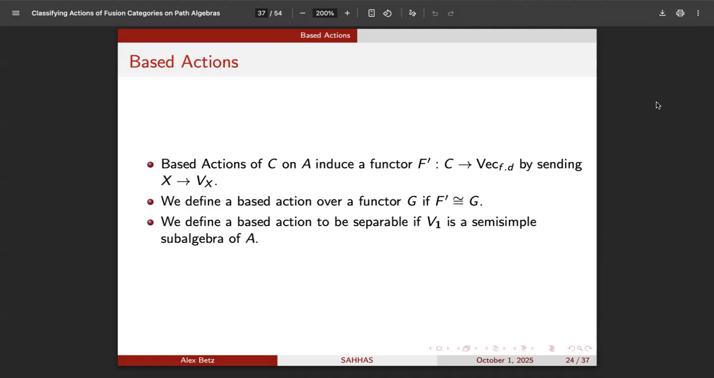And a based action over a functor is when this f prime is isomorphic to G. One more important definition we'll use later is that we define a based action to be separable if this V1 space is a semi-simple subalgebra of A. By category theory, V1 will always be a subalgebra of A, but we would like it to be a semi-simple subalgebra of A.